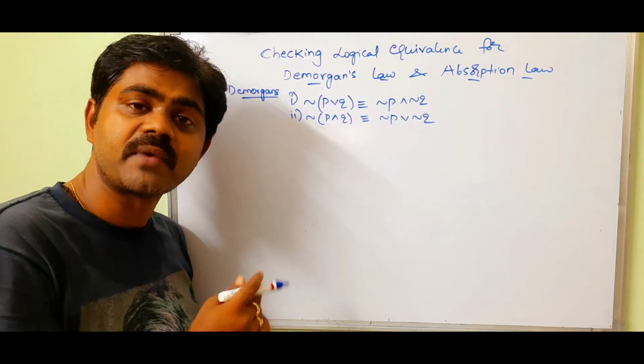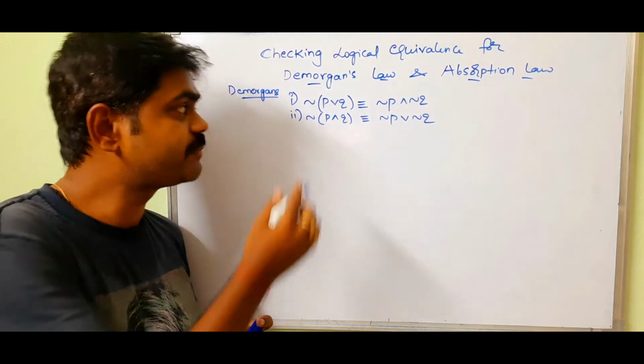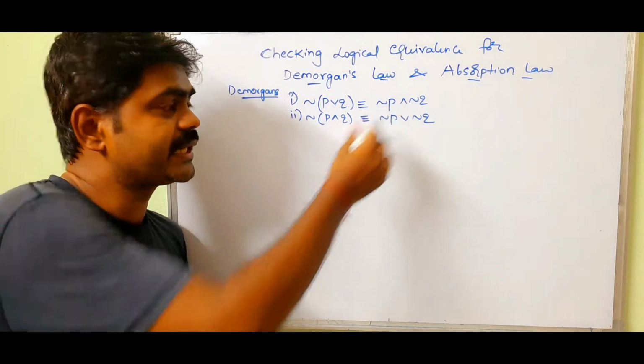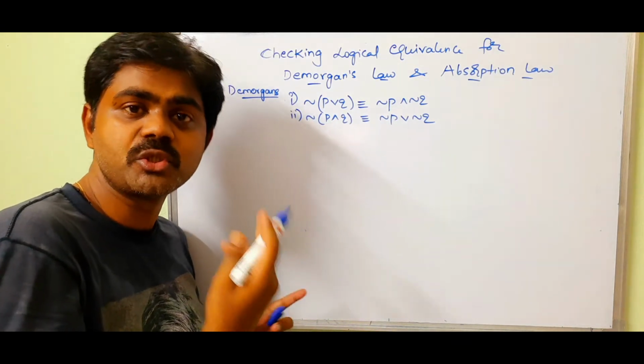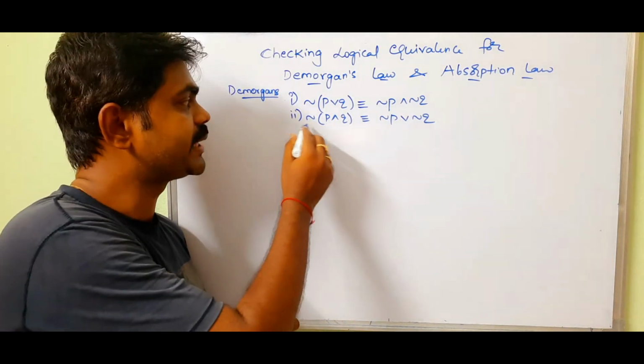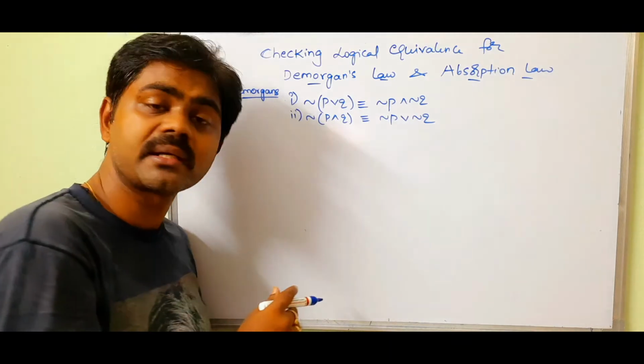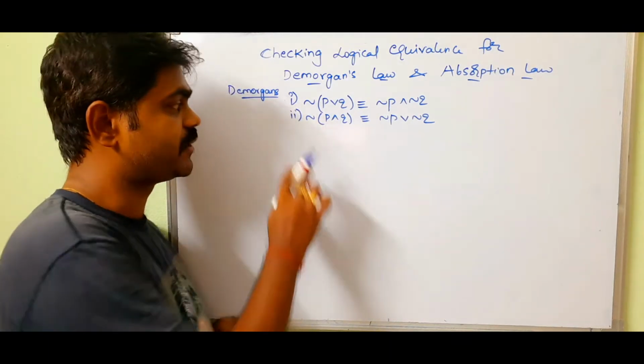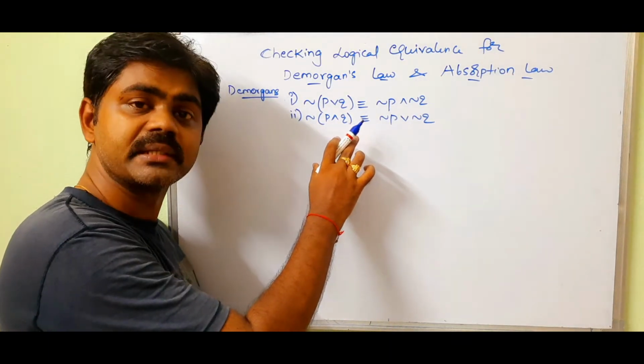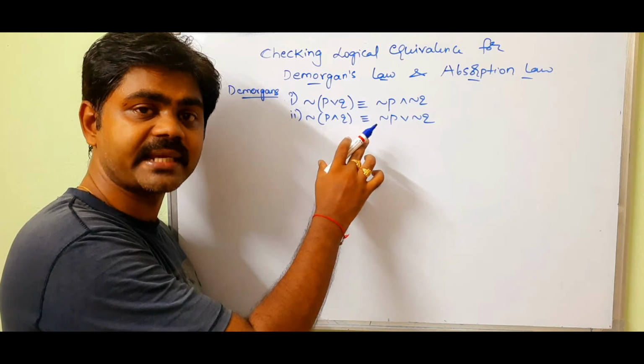Okay. So what is De Morgan's law? Negation of P or Q equals negation P and negation Q. And the second one is the dual of the first one: negation of P and Q equals negation P or negation Q. So first we'll solve the first one. Later on we'll see the second one.